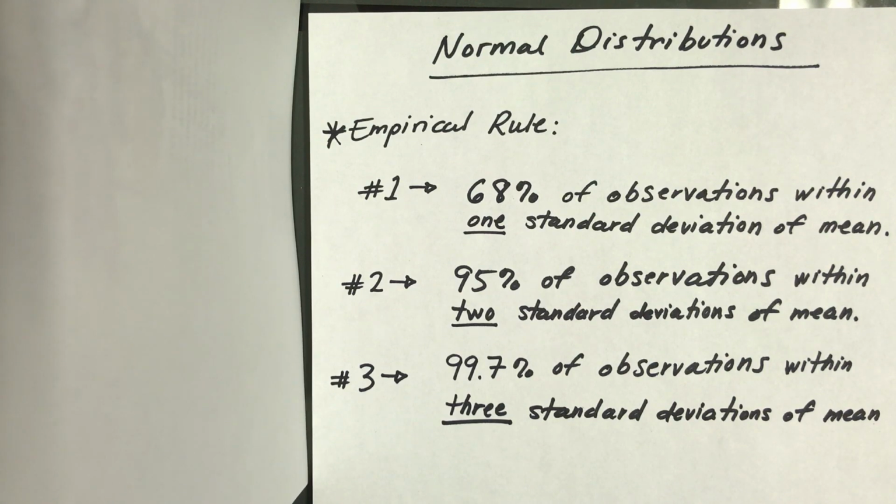This is the normal distribution. We start with the empirical rule, which says that 68% of observations are going to fall within one standard deviation of the mean. Number 2, 95% of the observations will fall within 2 standard deviations of the mean. Lastly, 99.7% of our observations in a normal distribution will fall within 3 standard deviations of the mean.